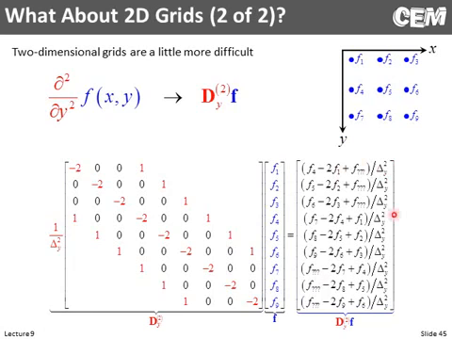Anyway, we fill in our answer. This is what we have to get, and now that makes it simple to fill in the numbers over here. This is what it would take. This is our matrix operator for a second order derivative in the y direction.